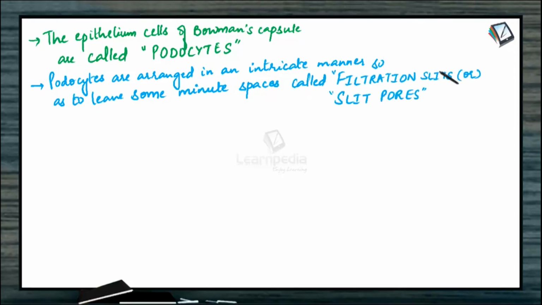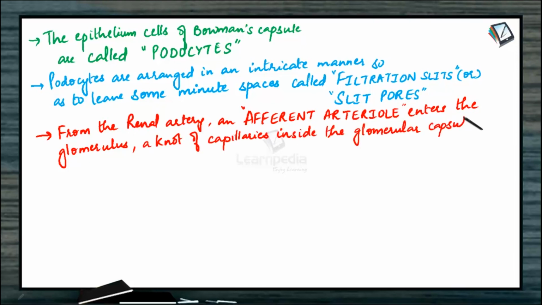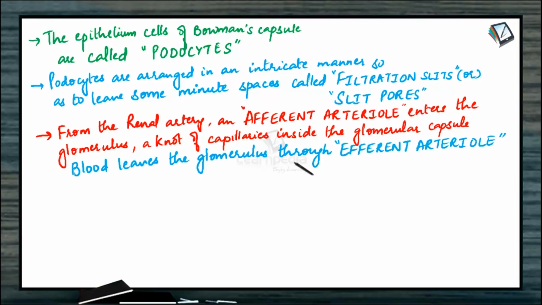Each nephron has its own blood supply. From the renal artery, an afferent arteriole enters the glomerulus. This forms a knot of capillaries inside the glomerulus capsule, and the blood leaves the glomerulus through the efferent arteriole, which later joins into the renal vein.